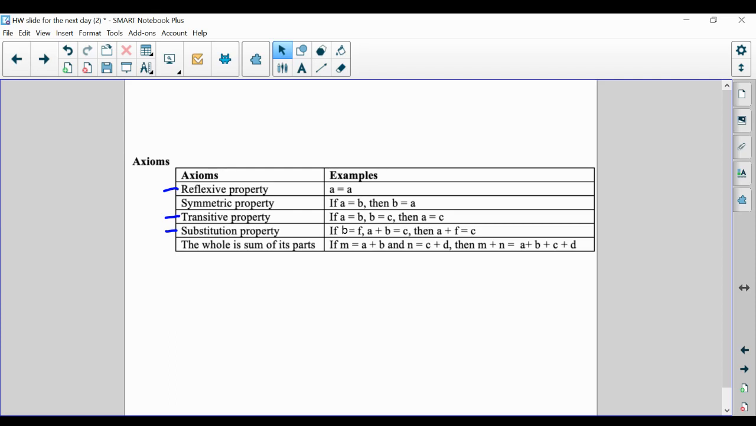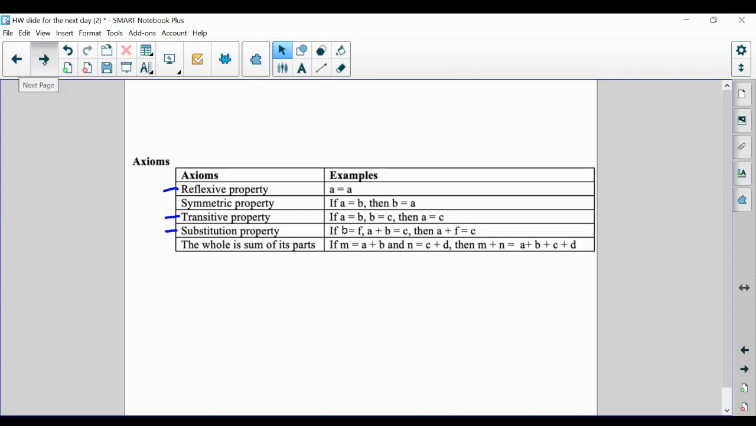More often I would see the addition property and subtraction property. So you see things adding, that's the addition property. You see things subtracting, that would be the subtraction property. The ones I've seen most of the time are the reflexive property, transitive property, and substitution property.